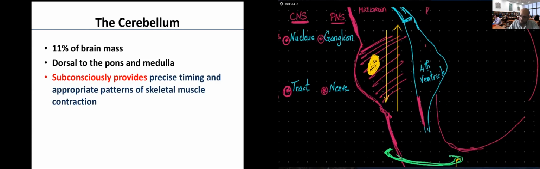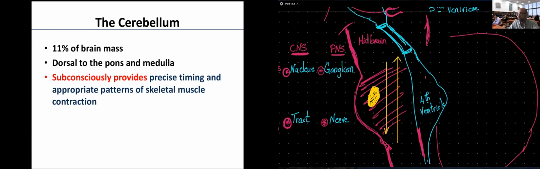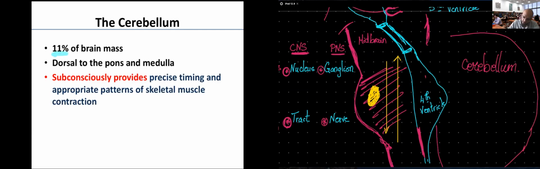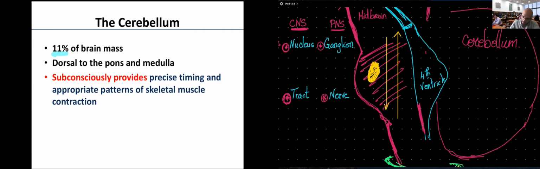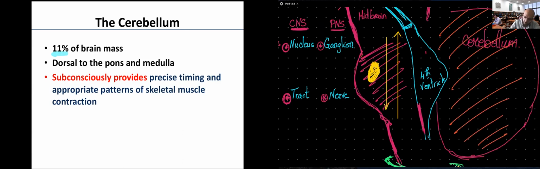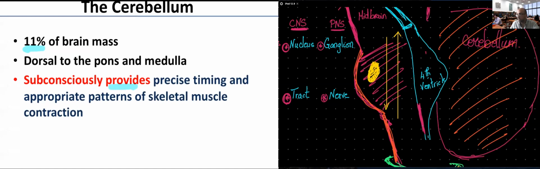Moving on to our last part of the brain, this is going to be the cerebellum. The cerebellum represents 11% of the brain mass. It's located, as you see, posterior to both the pons and the medulla oblongata. The main function of the cerebellum is to subconsciously provide precise timing and appropriate patterns of skeletal muscle contraction. In other words, coordinate your skeletal muscle movements.